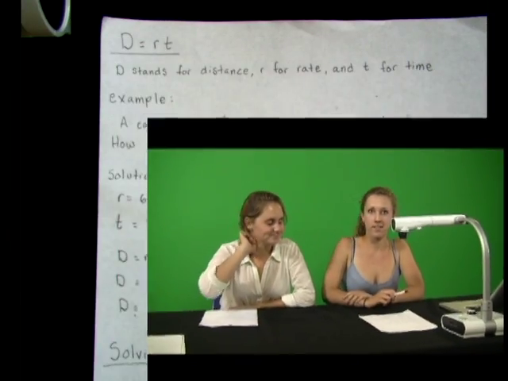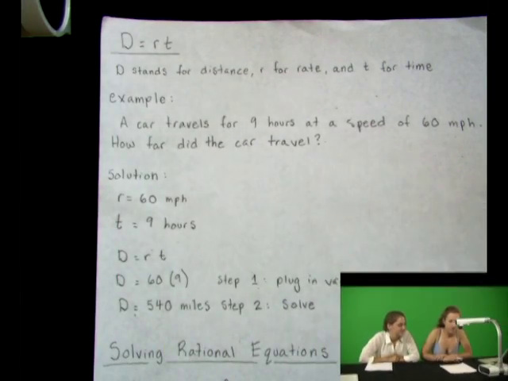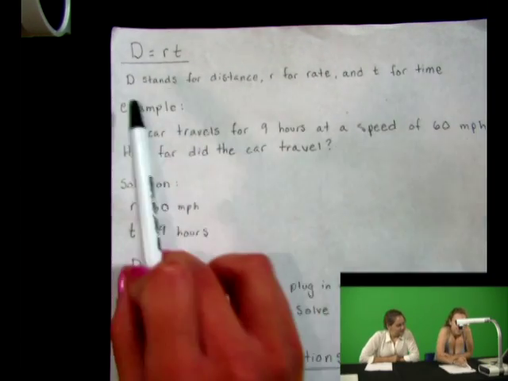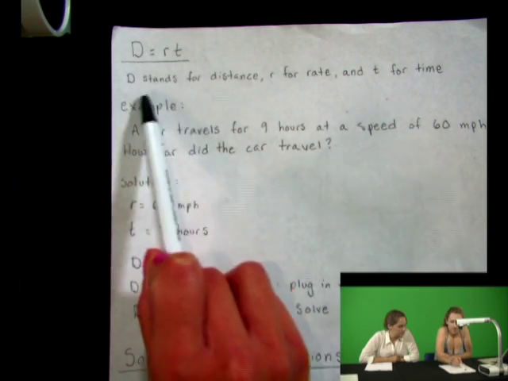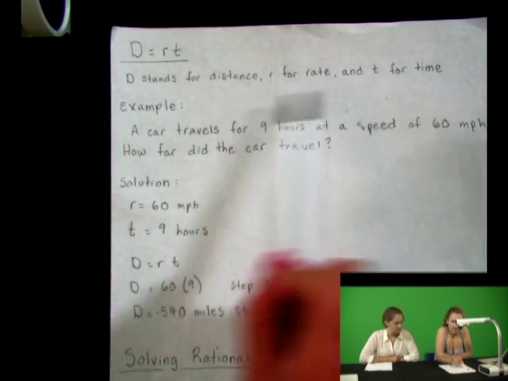Hi, I'm Shayna, and we're going to be talking about the equation for distance, and then we're also going to be talking about solving rational equations. So let's start with the distance formula first. Distance equals rate times time, or D stands for distance, R for rate, and T for time.